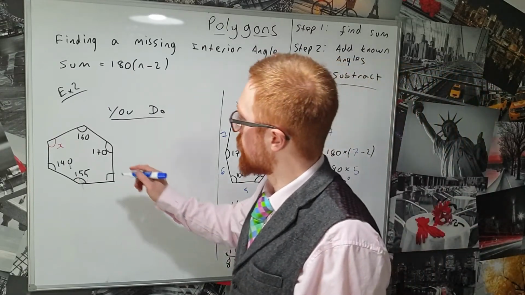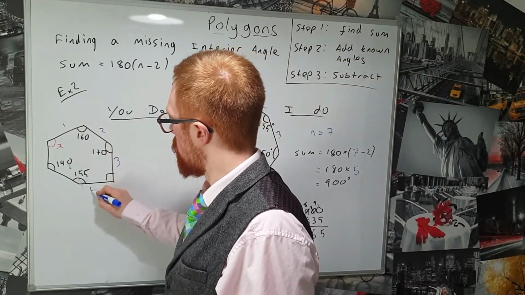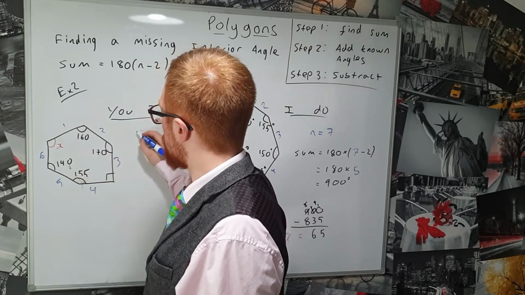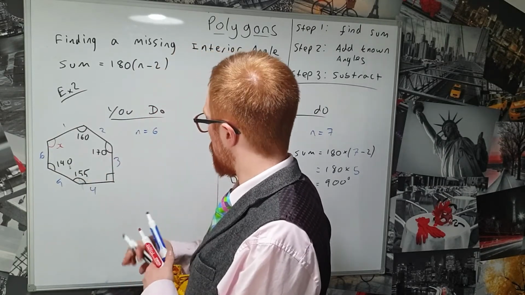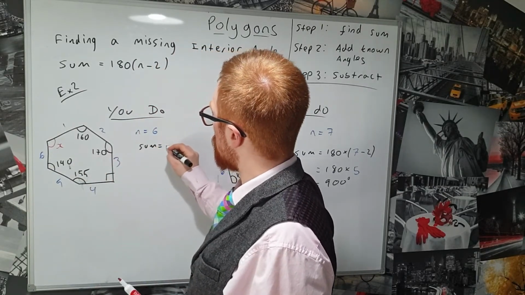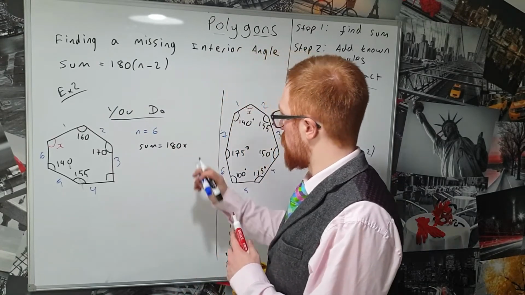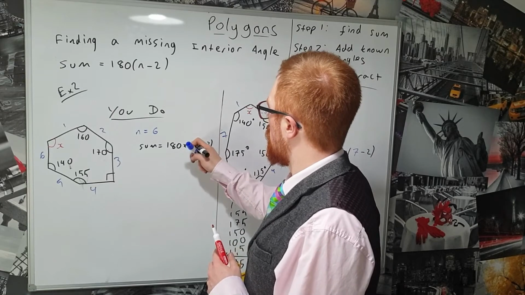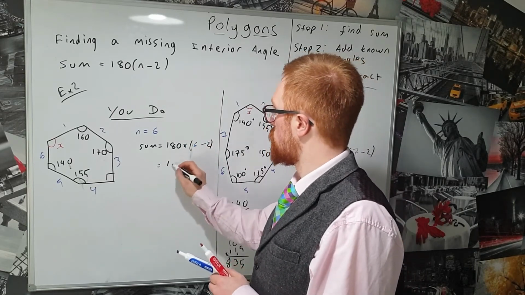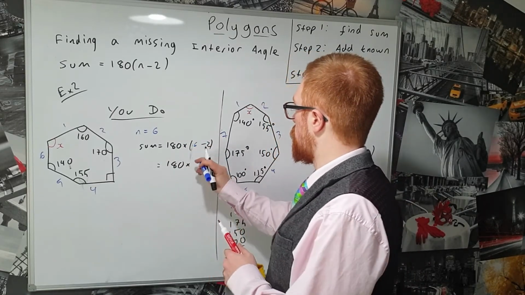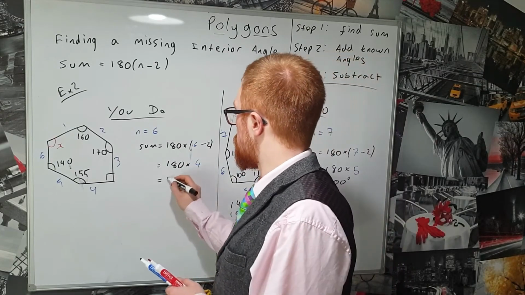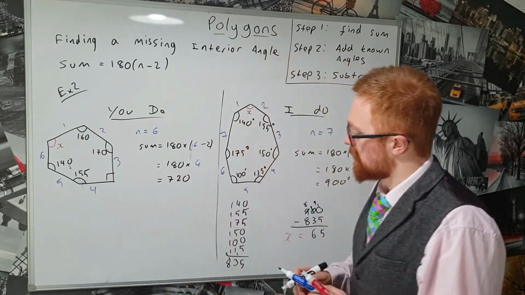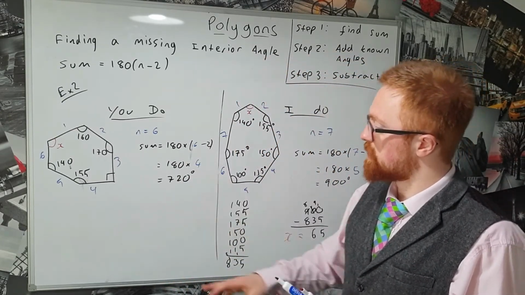Okay, so nice and quickly then. 1, 2, 3, 4, 5, 6 sides, so n is equal to 6, so my sum is equal to 180 times 6 minus 2, which is equal to 180 times 4, which is equal to 720. So altogether they add up to 720.